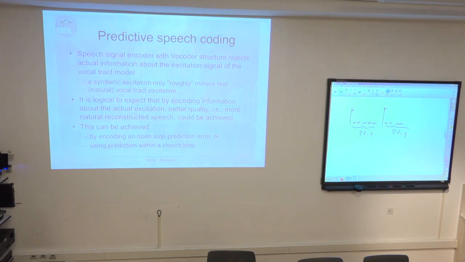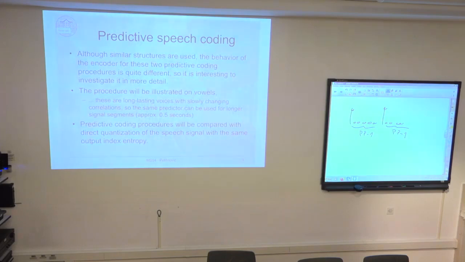As well as the alternative approach, to use this closed loop approach, where you have a local replica of the decoder on the encoder side, and therefore both sides use the same prediction source. So we have either open loop prediction error, which is then quantized and transmitted to the receiver, to the decoder, or we can have this closed loop approach. Although these structures are very similar, the actual behavior and properties of these two predictive coding procedures are quite different. So it is interesting to investigate this in more detail.